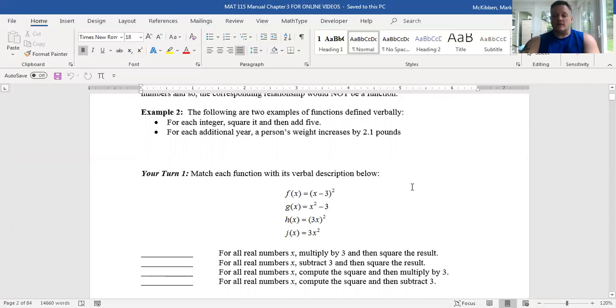Okay. All right, so go ahead and try this. Here you want to try to associate a verbally defined function with an explicit formula. And what's going to play the critical role is the order in which these operations take place. So order of operations, from the old chapter 1 or 0, depending on what class you're in, is critical here. So try that, and then we'll talk about those once you've tried them.